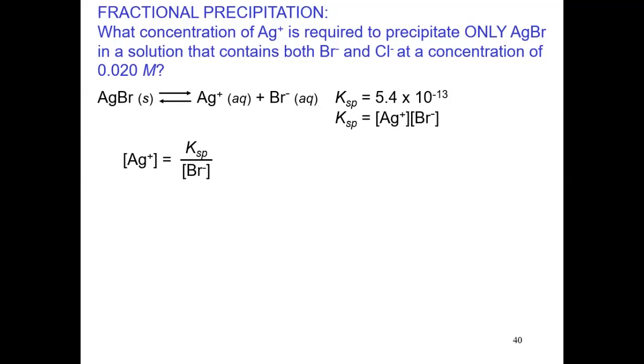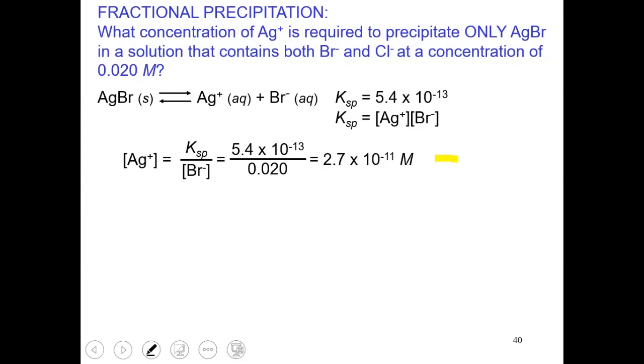And KSP is 5.4 times 10 to the minus 13. The bromide ion concentration is 0.020 molar. So when I calculate that, I get 2.7 times 10 to the negative 11 molar. Okay, what does that number mean? Well, that number means that at that concentration of silver ions, you are going to be in saturation levels. In other words, that is the concentration of silver ions that will multiply times 0.02 to give me KSP, which is the equilibrium constant at saturation.